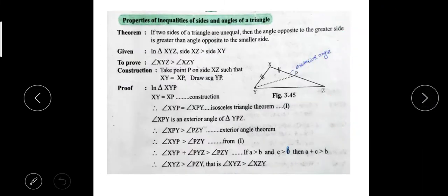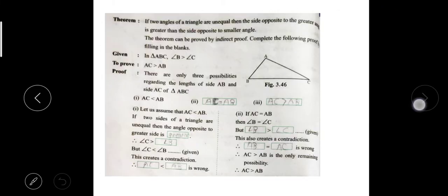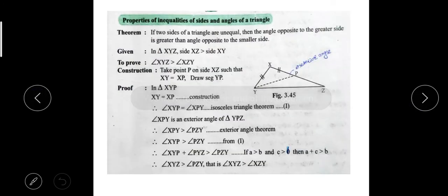It's very simple, students. Now see, properties of inequalities of a side and angle of a triangle. Very simple it is. Now see, if two sides of a triangle are unequal, then the angle opposite to the greater side is greater, and the angle opposite to the smaller side is smaller. Now what do we have to show? If a side is greater, then the angle opposite to that side is greater than the angle opposite to the smaller side.